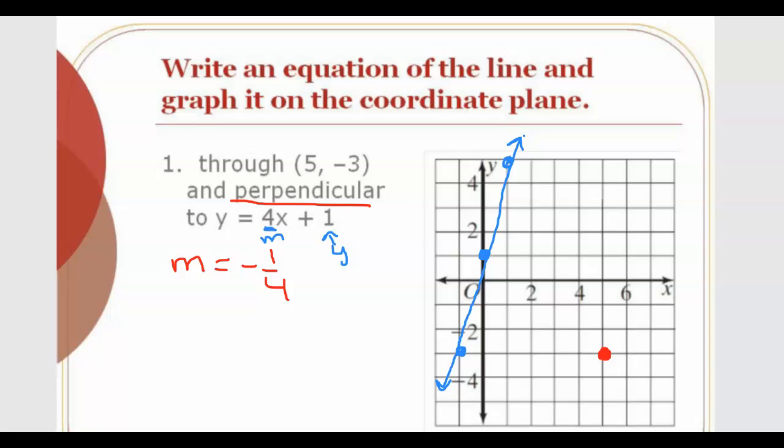So the equation of the perpendicular line will have a slope of -1/4 and goes through the point 5, -3. So that's like my x1, y1. So in order to find the equation of the line, I have to use point slope form.